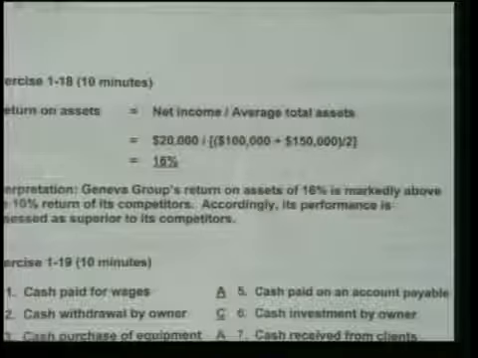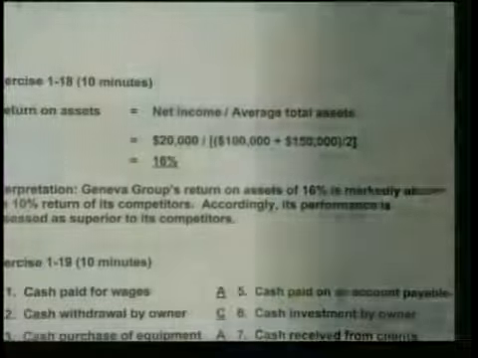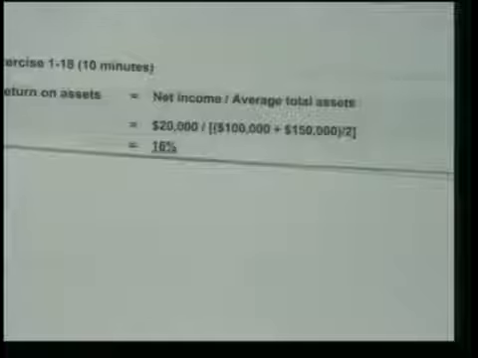One of those ways is the return on assets. Now, the return on assets is calculated by taking the net income divided by the average total assets, correct? And in this case, they tell us in exercise 118 that Geneva Group reports net income of $20,000 for 2011. At the beginning of 2011, they had $100,000 in assets. By the end of 2011, assets had grown to $150,000. What is Geneva Group's 2011 return on assets? How would you assess its performance if competitors average a 10% return on assets?